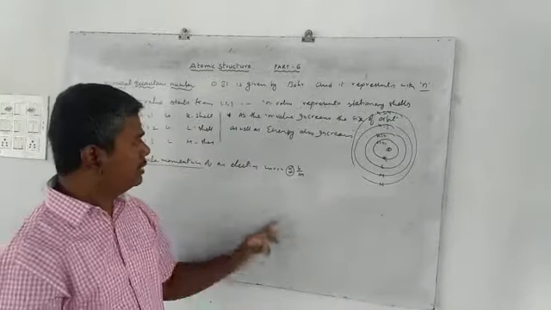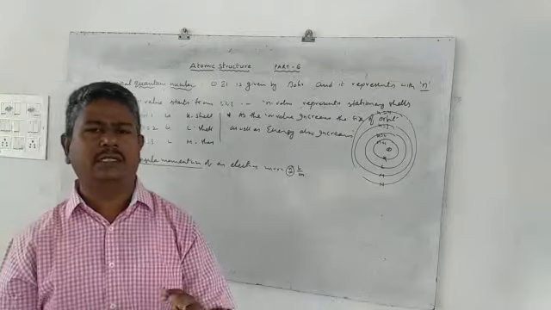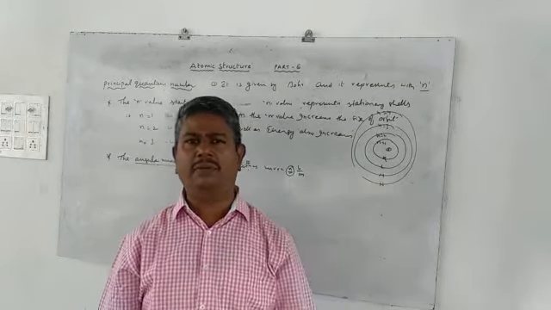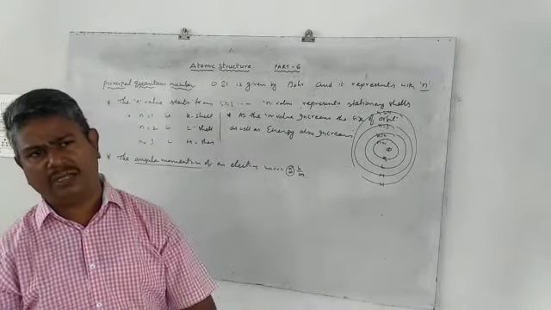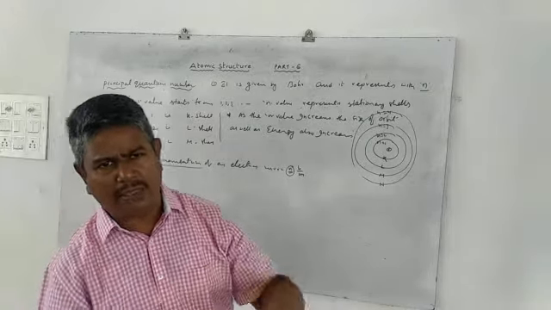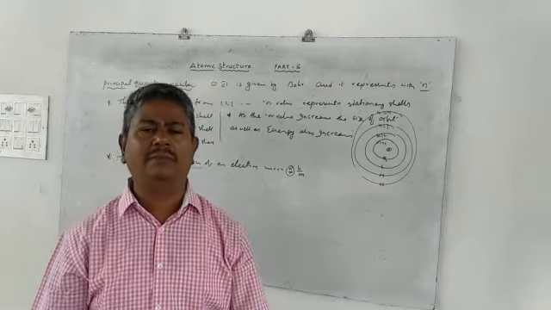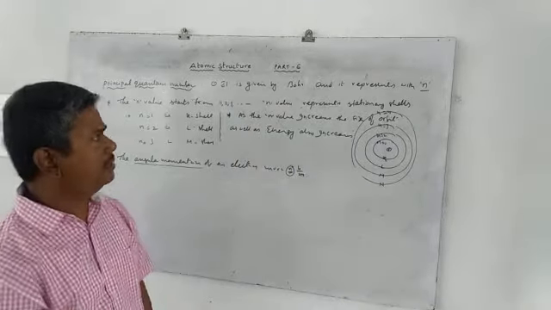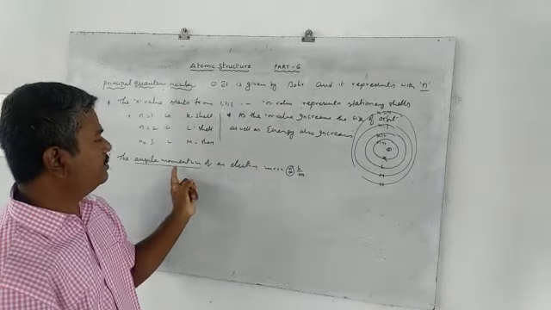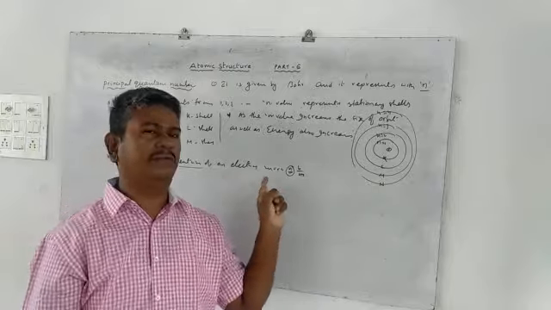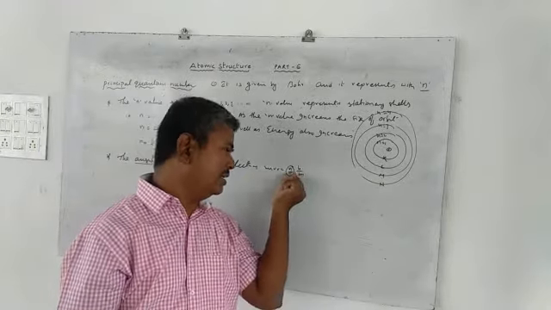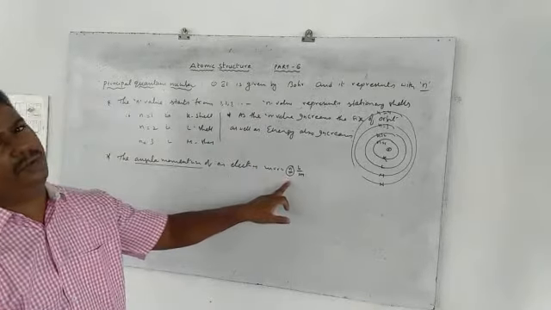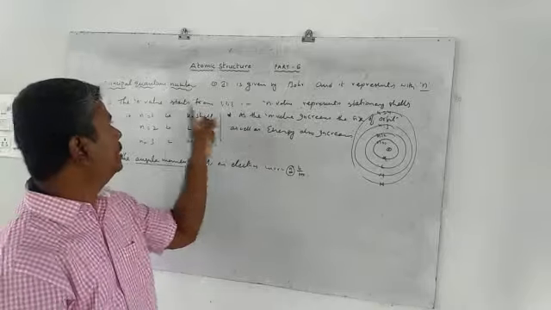So if the n value is known, the number of electrons in an orbit can be calculated as 2n square, as well as the number of orbitals or subshells can be calculated by which one? n square. That is the information given by the principal quantum number. As well as we have also calculated the angular momentum of the electron, mv equal to nh by 2 pi, where n is the principal quantum number, which starts from 1, 2, 3 and so on. That is the integral multiples of h by 2 pi. Clear? So that is about the principal quantum number.